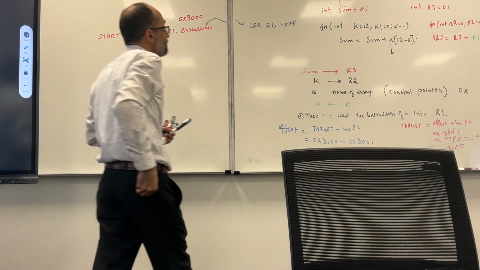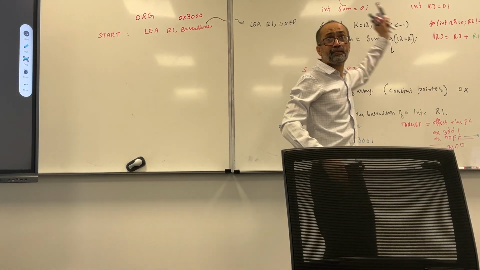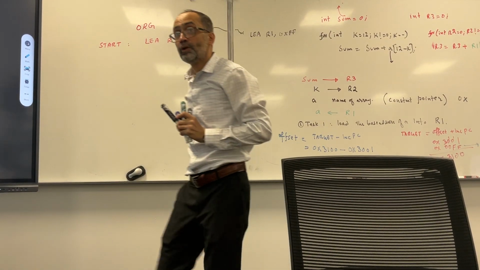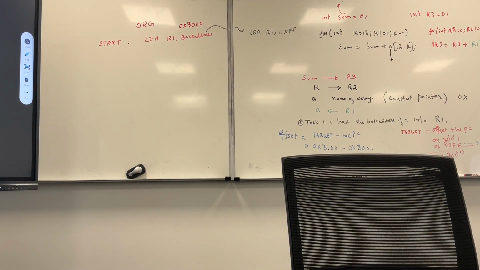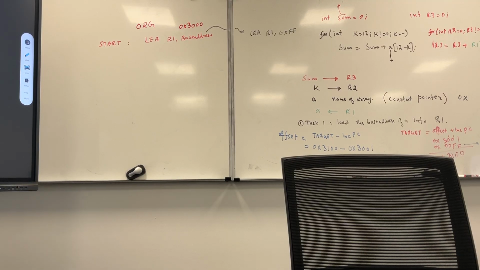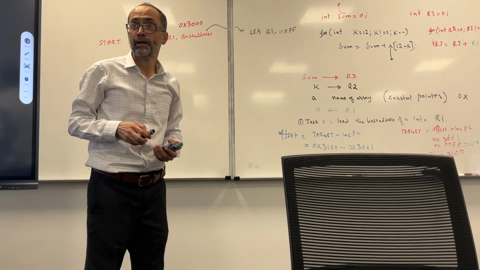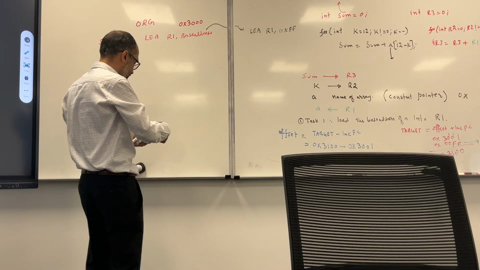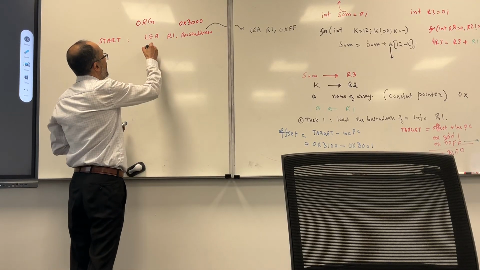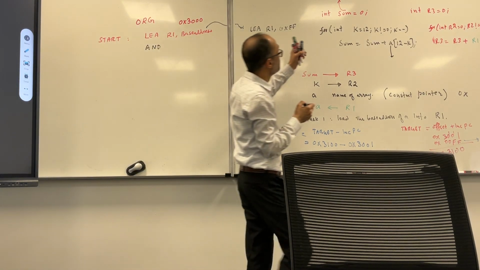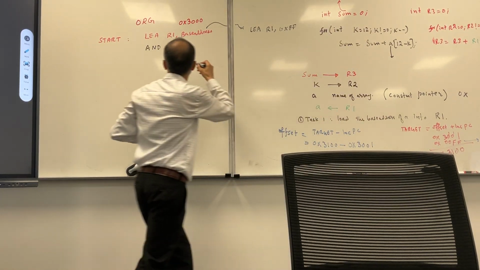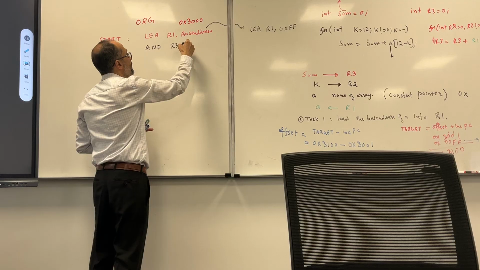Okay, now what should be my second instruction? Please remember, now we have a variable. What is the name of the variable? Sum. We need to initialize it to 0. So what instruction should I use? Very good. Where is sum mapped? Sum is mapped to R3.